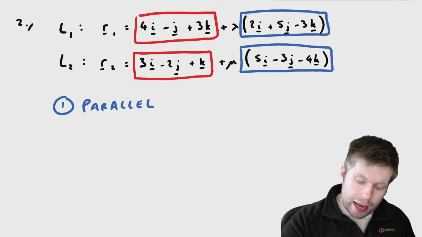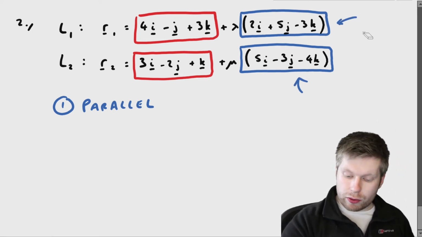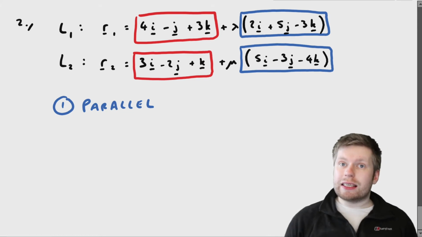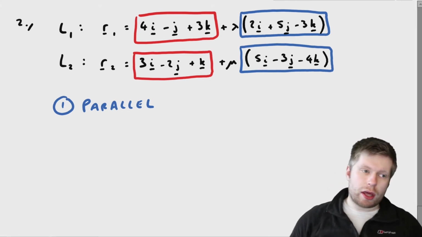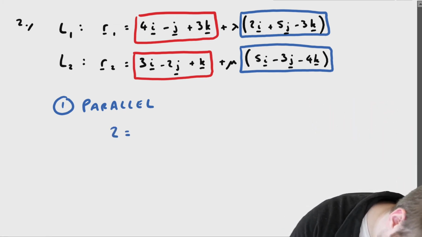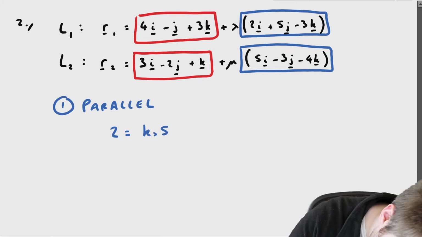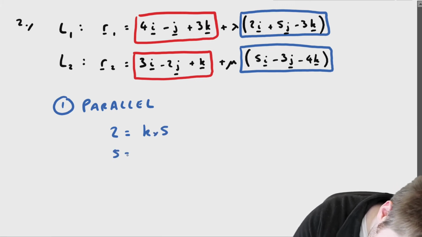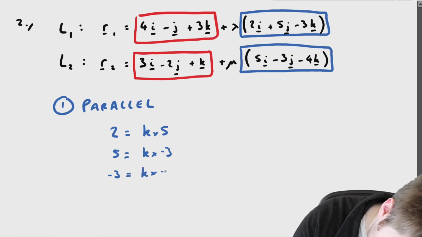So for example, if the second direction vector is just twice whatever the first direction vector is, then that's fine because they're still going to be facing in the same direction. Remember, in order to be parallel, they just need to be some scalar multiple of each other. So let's check this. Basically, 2 should be equal to some constant times 5, and the same thing with the j directions, that 5 should be some constant times negative 3. And the same thing with the k direction, so negative 3 is equal to k times negative 4.